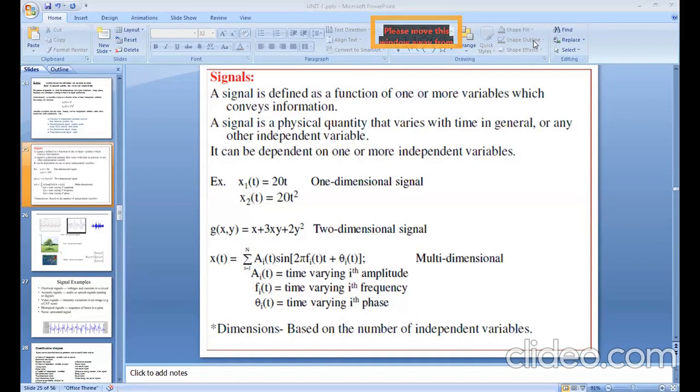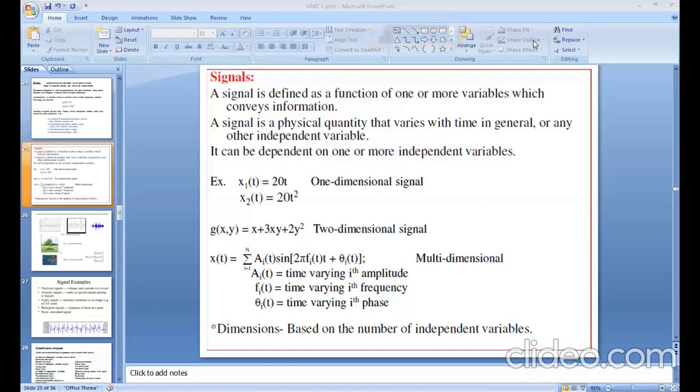To define the signal, a signal is a physical quantity that varies with respect to time in general, or any other independent variable. It can be dependent on one or more independent variables. Now, if it is dependent on one or more independent variables, then we define these signals in three categories: one dimensional signal, two dimensional signal, and multidimensional signal.